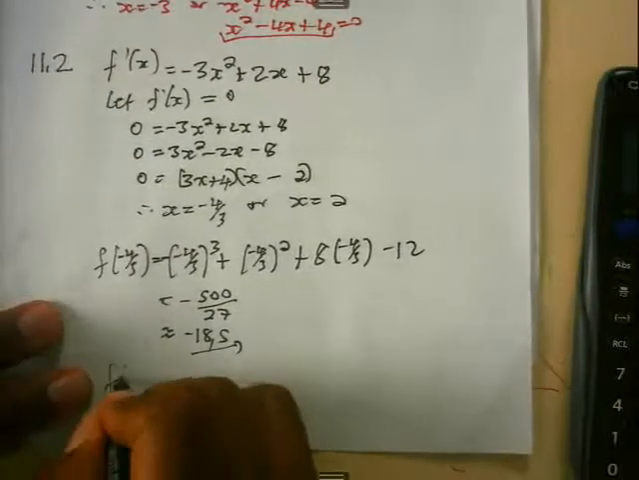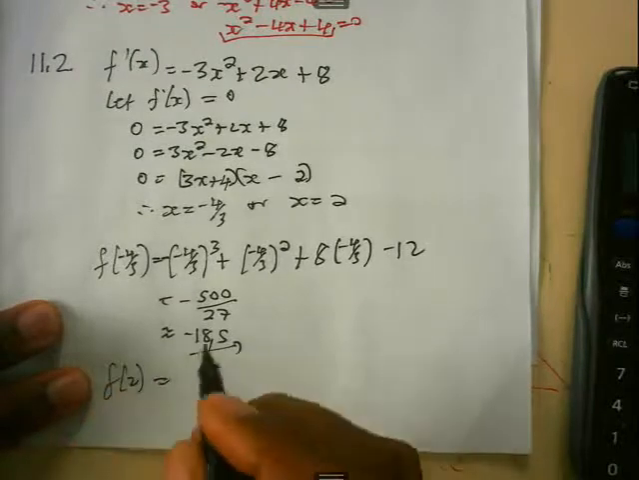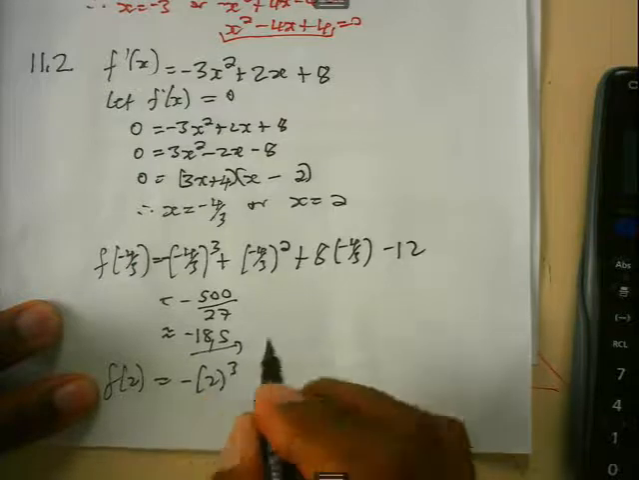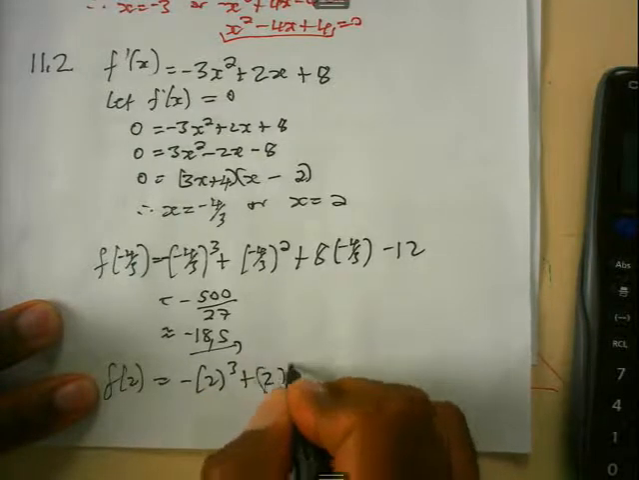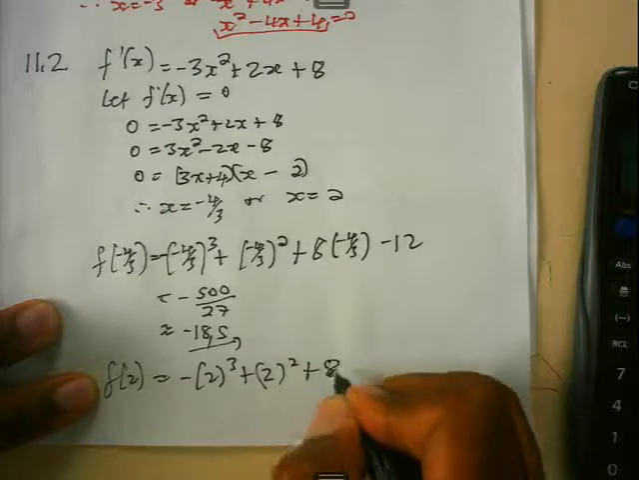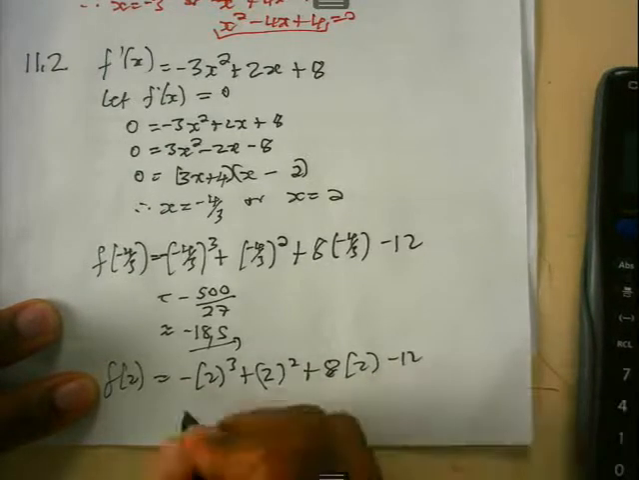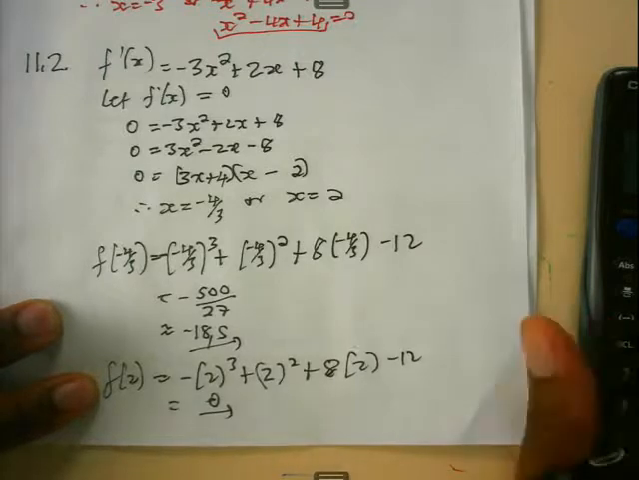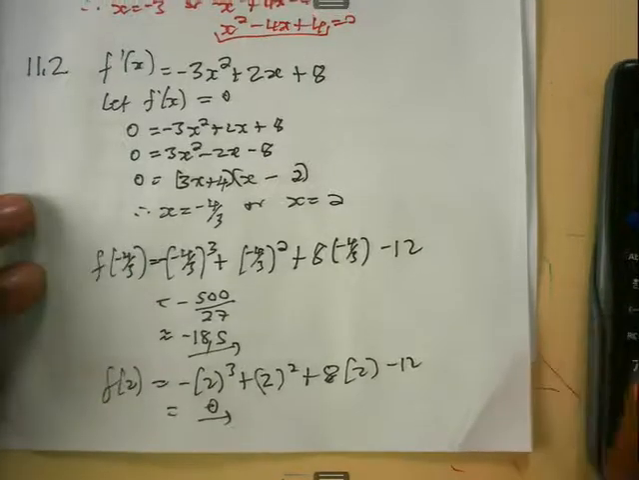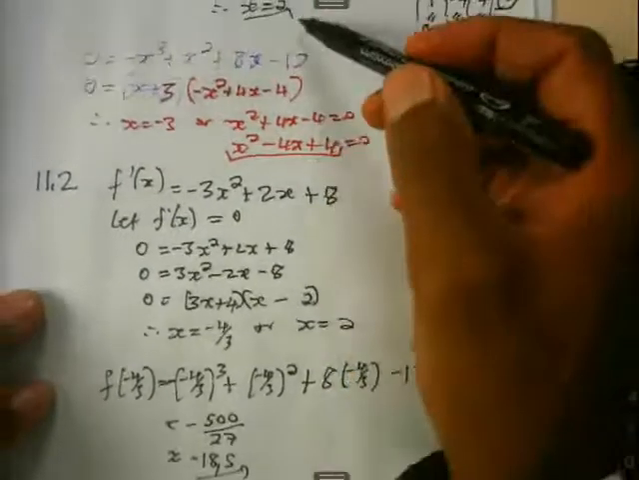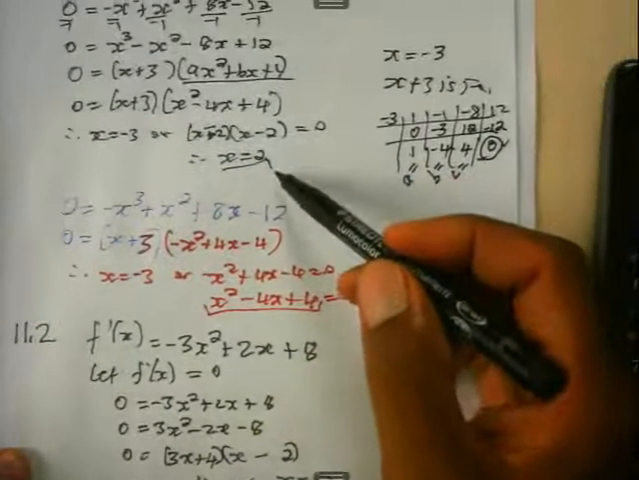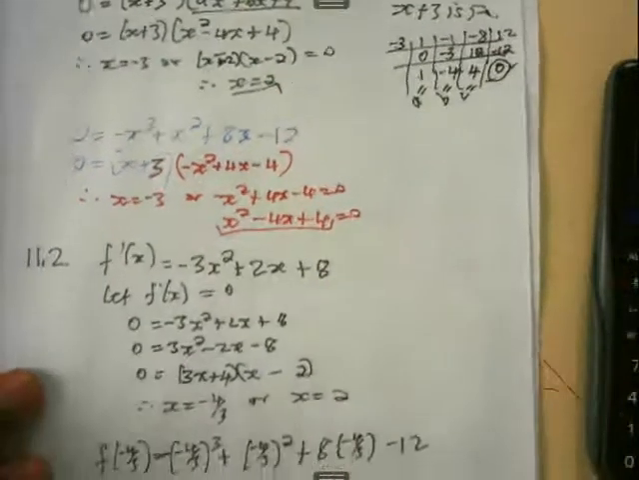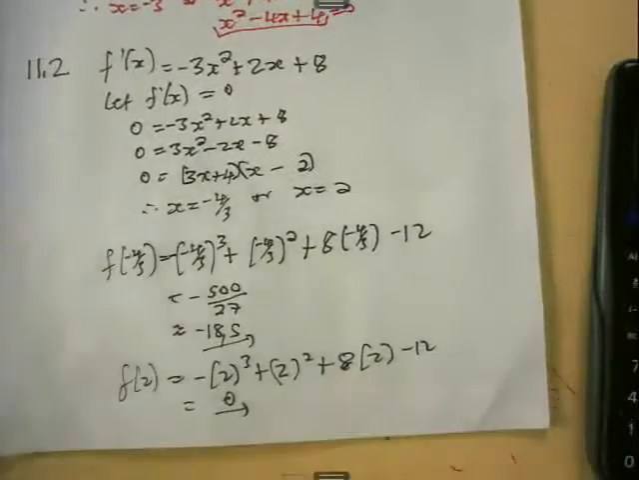Now the second one, you also do the same. You take 2, then you substitute it in the original equation. That will be minus 2 all to the power of 3, plus 2 squared, plus 8 times 2, minus 12. Then the answer there is 0. Of course, you can just work it out. It's 0. Why do I know that it's 0? Because this 2 is also the x-intercept. You remember here, the 2 is also the x-intercept. It means when you substitute 2 there, we are going to get 0.